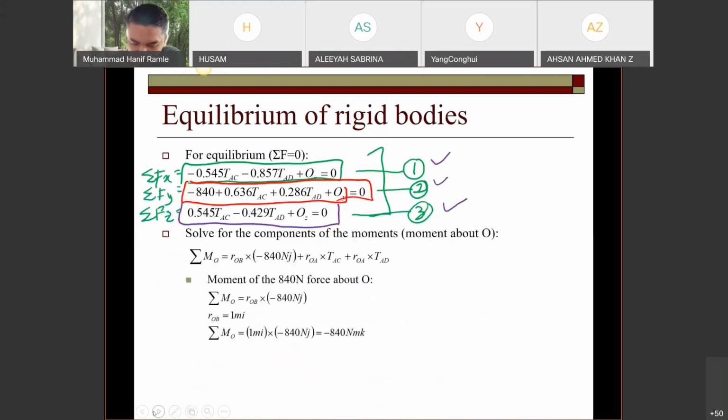The first one is, of course, this one, the first force. The second one is TAC, and the third one is TAD. And of course, the R, the perpendicular, shorter distance, is different for 840 and for TAC and TAD.